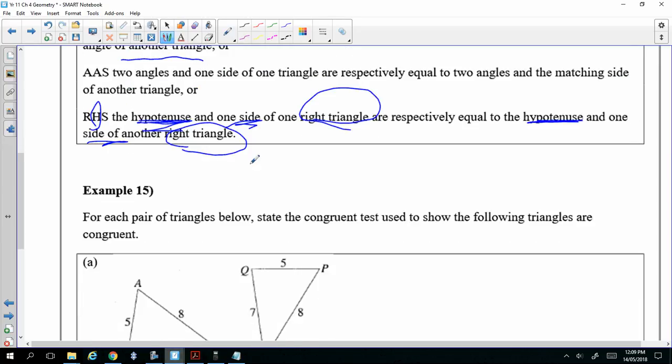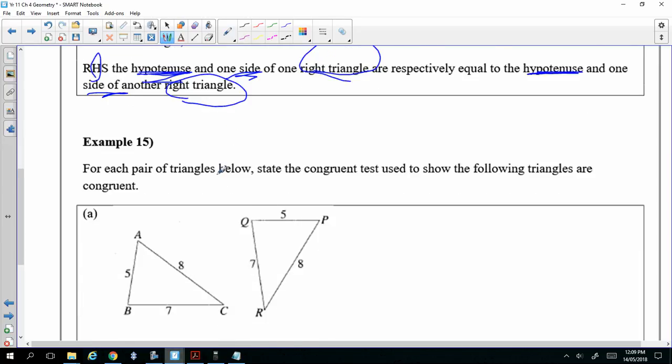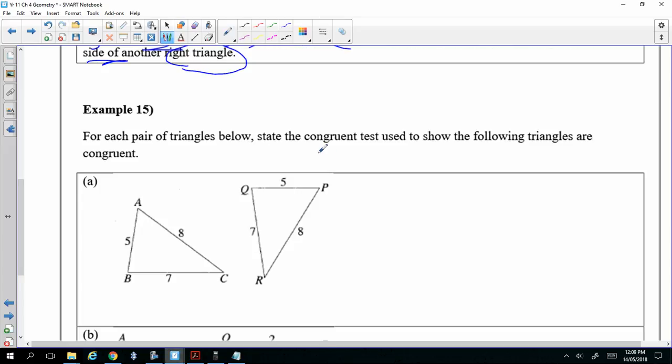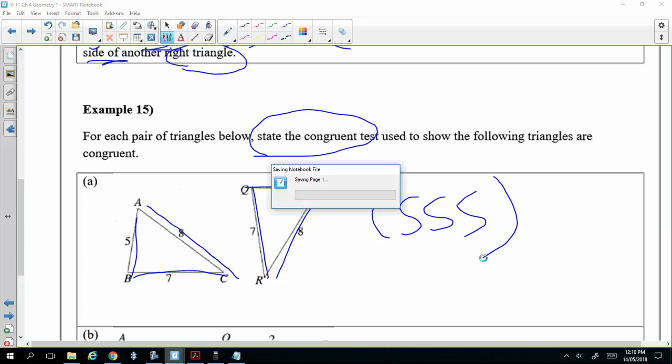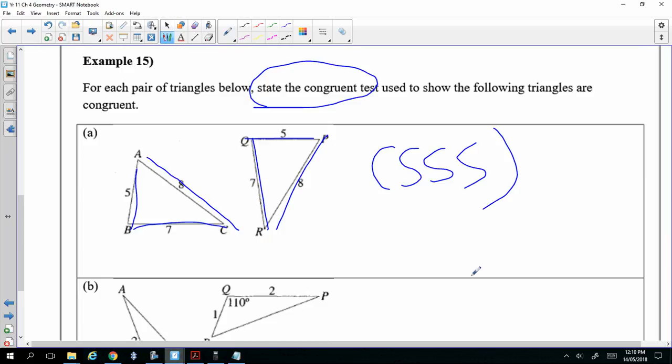We're going to use these 4 tests on the 4 examples below. For each of the triangles below, state the congruent test used. So you just have to state what you use. You've got these 2 sides, these 2 sides, and these 2 sides. So therefore it's SSS, isn't it? All right, just write SSS. Pretty easy. Okay, how about the next one?